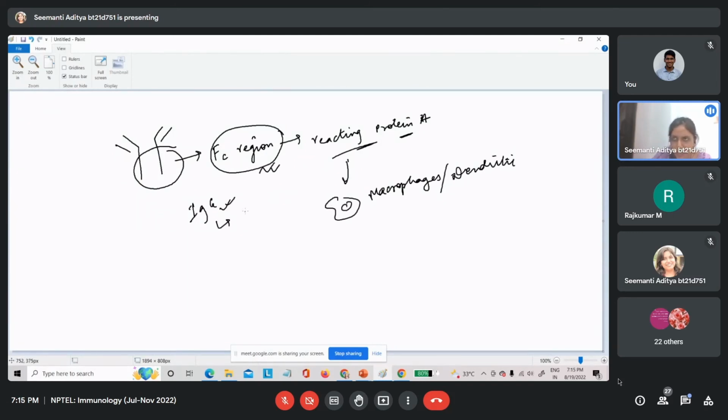But according to my understanding, other antibodies like IgE or IgD also interact with protein A, and it helps in coating this protein. Protein A is basically an antigenic protein. So it can interact with this protein, and then it can present it to macrophages and dendritic cells for phagocytosis.